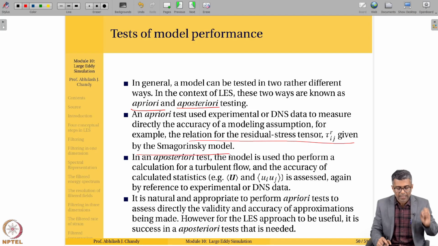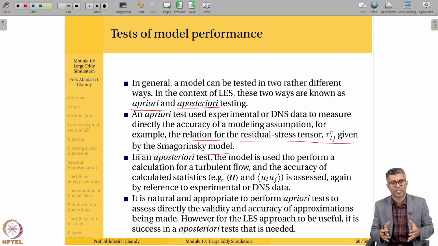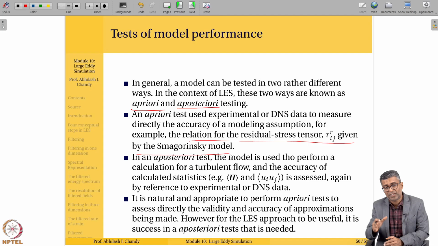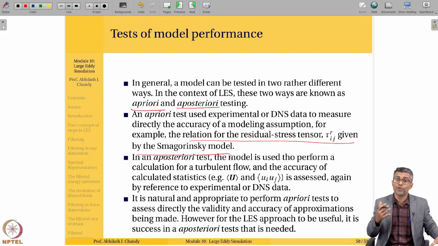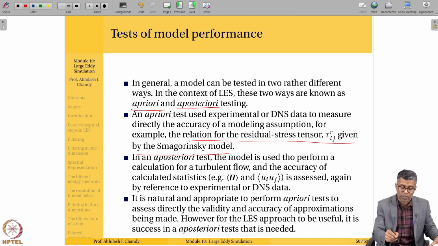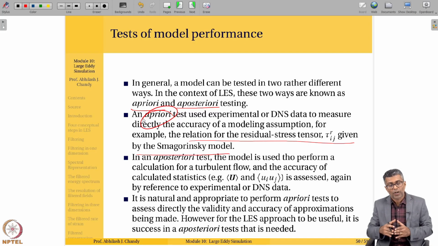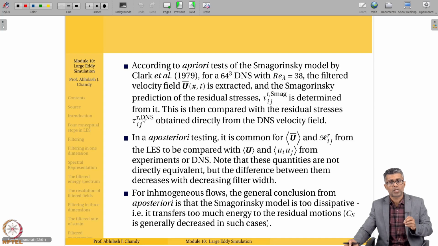So it is appropriate to perform an a priori test to assess directly the validity and accuracy of your approximation. And typically, when a new model is developed, this is one of the first tests they do in order to assess how good is your approximation of the subgrid scale stress, of the residual stress. But eventually you will need to do an a posteriori test to see how effective your LES model is.